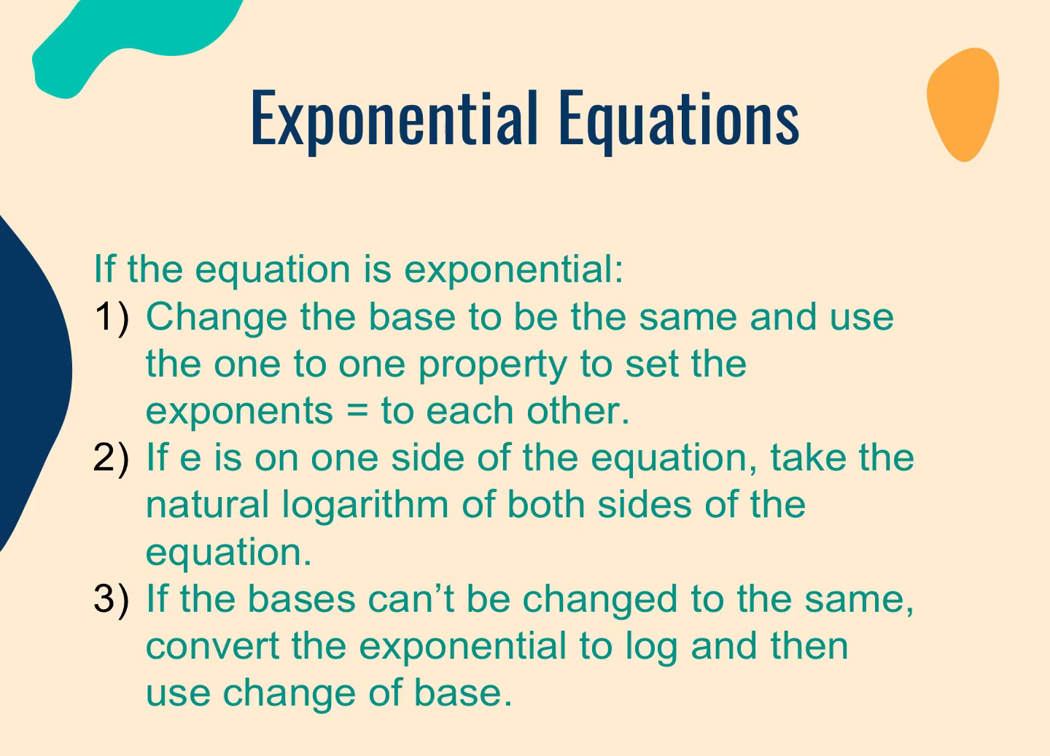So for exponential equations, if the equation that is given to you is exponential, then all we would have to do is do the change of base, make the bases the same, and use the one-to-one property, and then set the exponents equal to each other. Now, the other thing is, if e is on one side of the equation, what we'll do is take the natural log of both sides of the equation. If the bases can't be changed to the same, then we'll convert the exponential to log, and then we'll use the change of base, and we'll use our calculator.